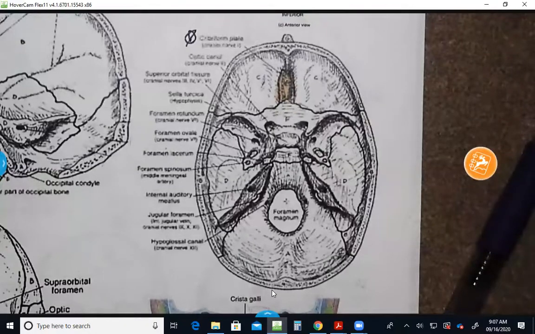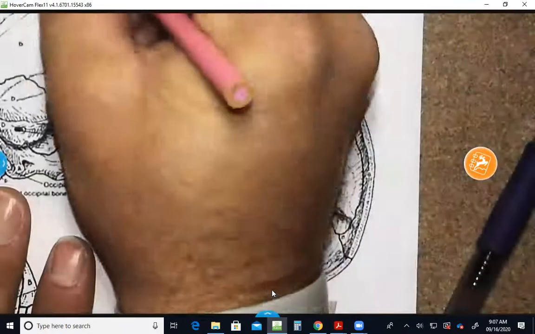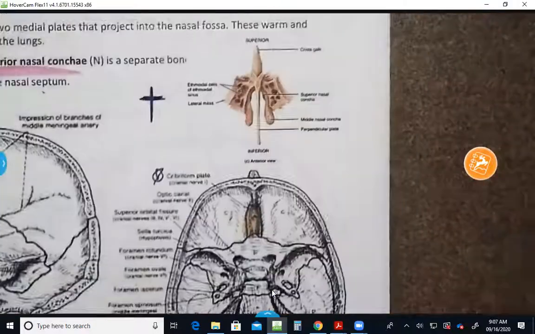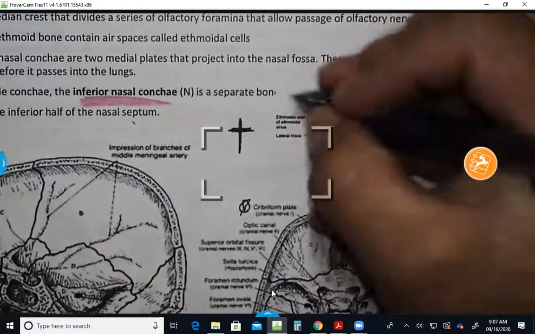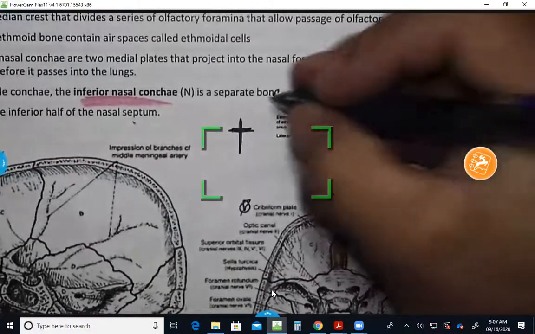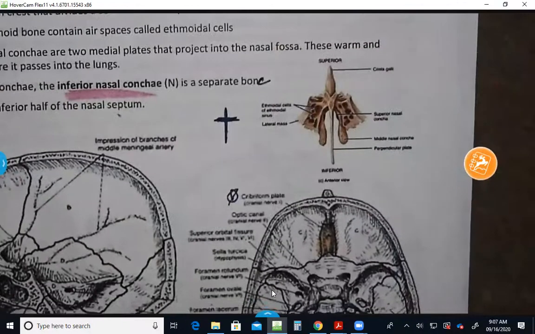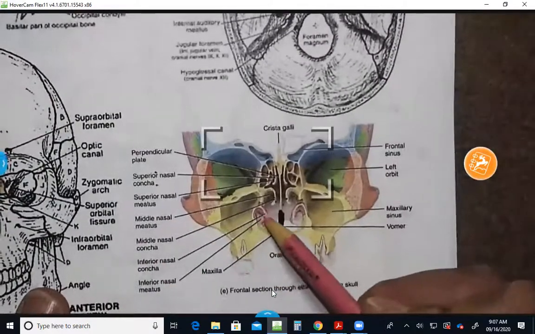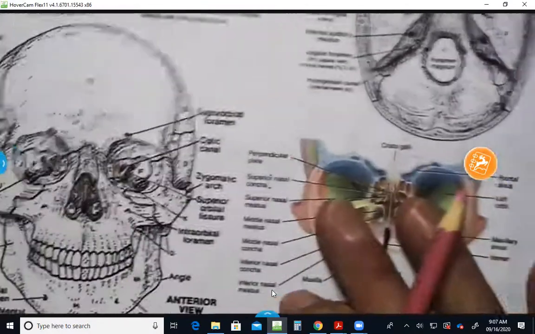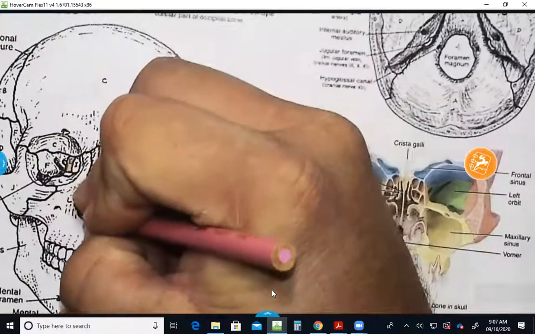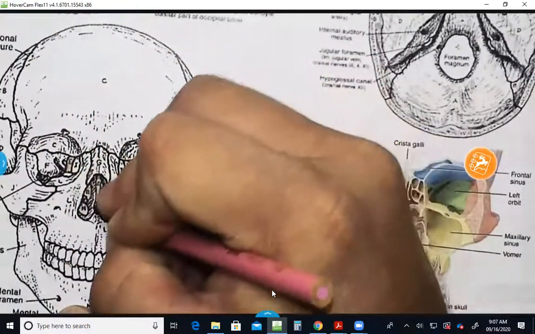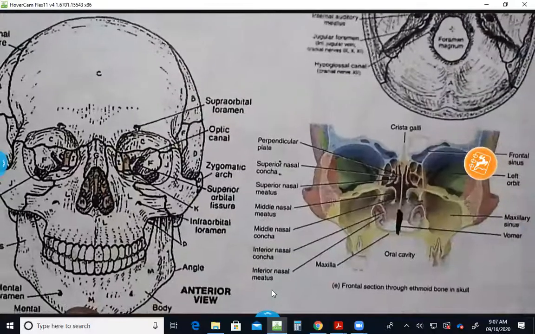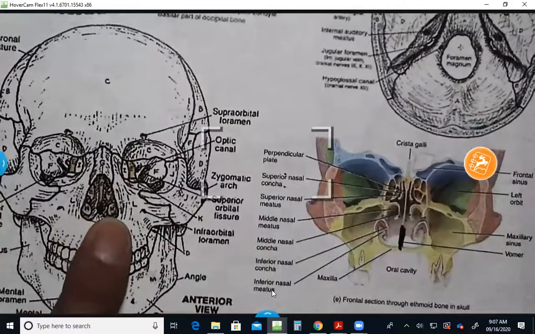Then I will color the inferior nasal conchae pink. It's not a bone, it's a bone. Actually, there are two bones. That's what we see here at the bottom of this picture, but more importantly, we see them over there. Letter N.